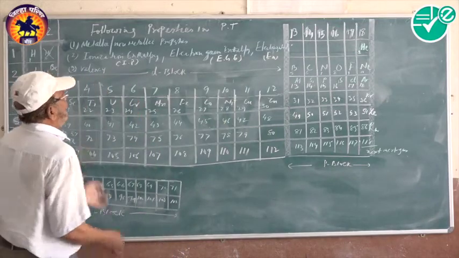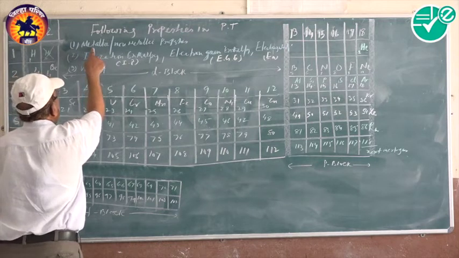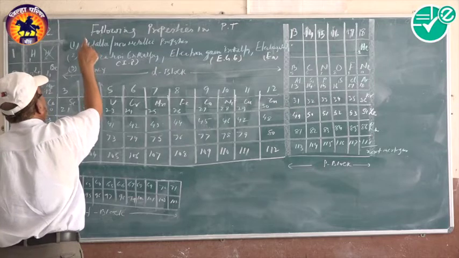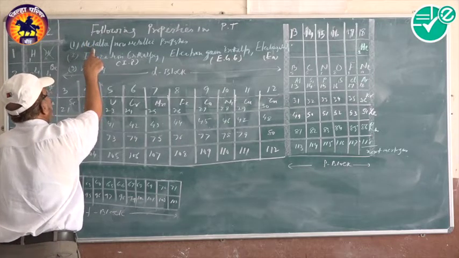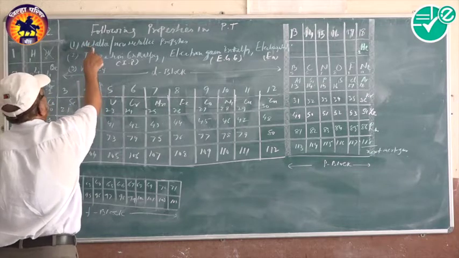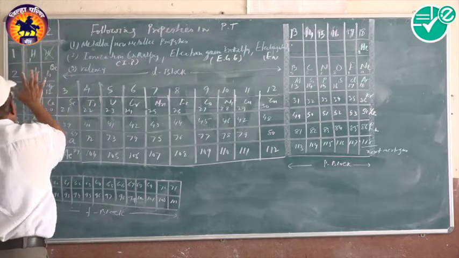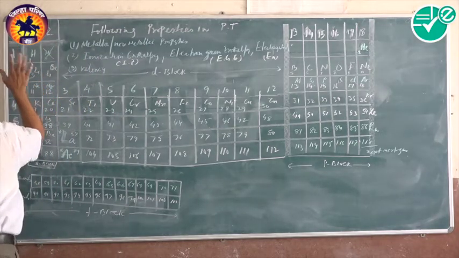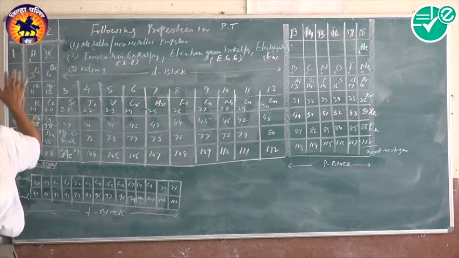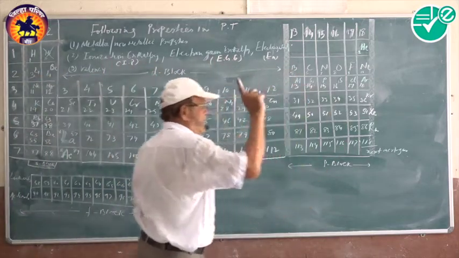Again, metal is also called an electropositive element. It is also called a reducing agent. Metal is called electropositive because it loses electrons, and those which lose electrons are called reducing agents. Therefore, metallic property as well as electropositive property and reducing property decrease from left to right. First point.